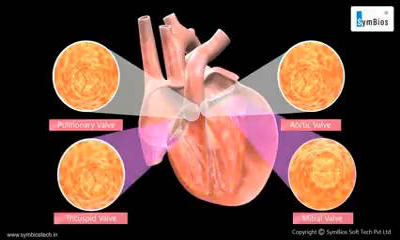These valves ensure that the blood flows only in one direction and prevent backward flow when the atria or ventricles contract.